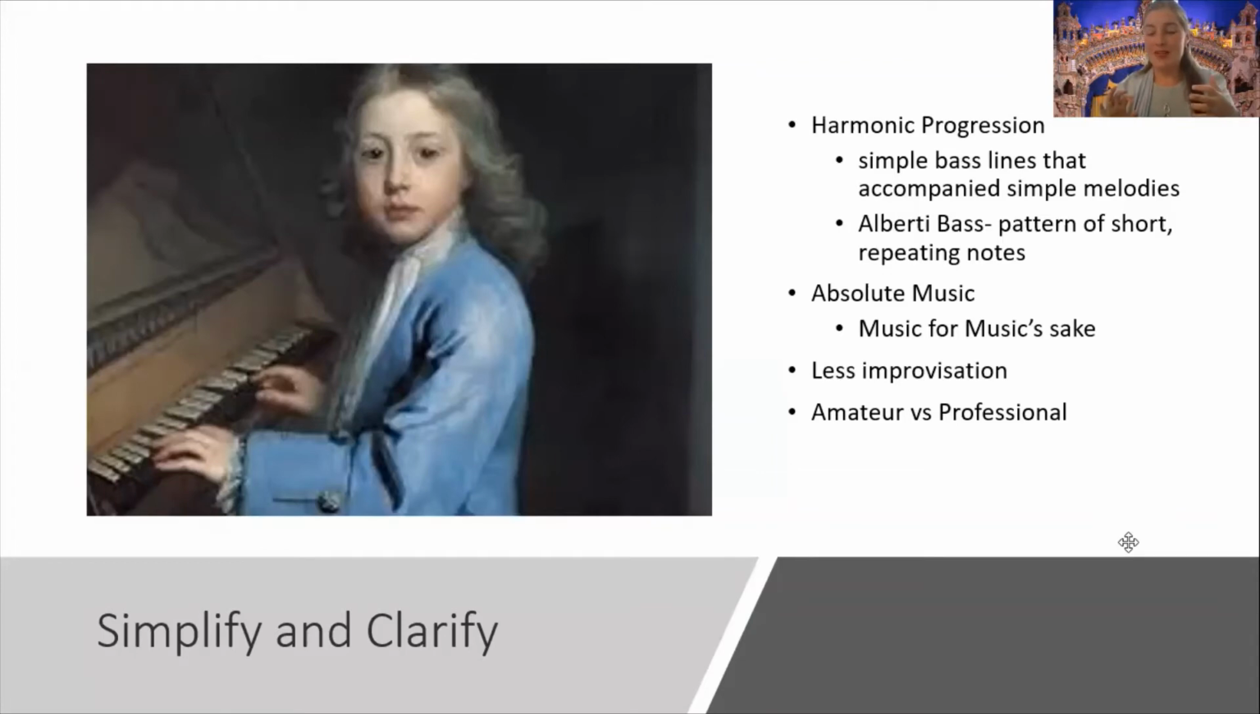We get the Alberti bass, which is a short repeated pattern of notes. Once again, very simple, very clean, keeps coming back. We get absolute music. This is music for music's sake. Before this point, we're talking a lot about sacred music, or we're talking about program music. So things that were written for a reason.